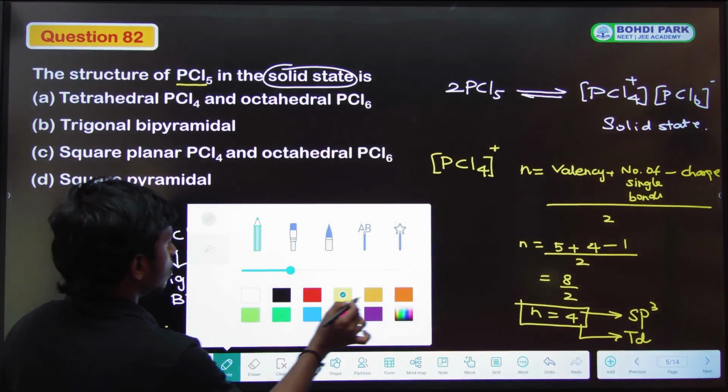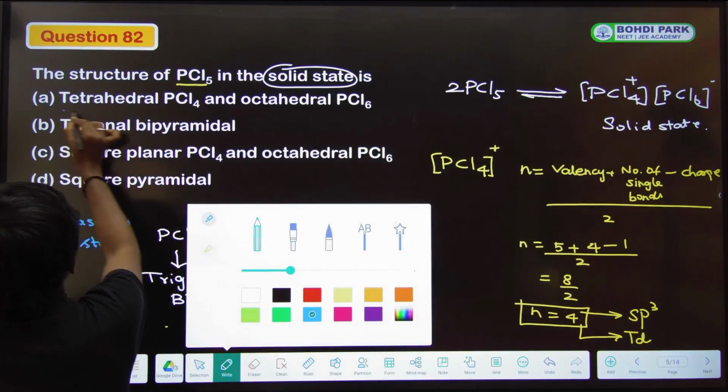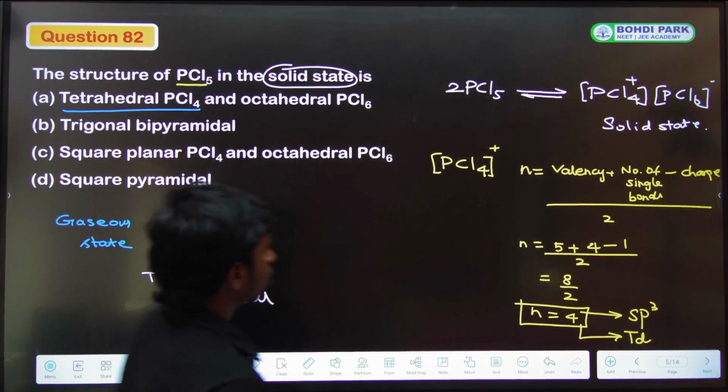So which means the PCl4 plus is tetrahedral in shape. Okay. Then what about PCl6 minus?